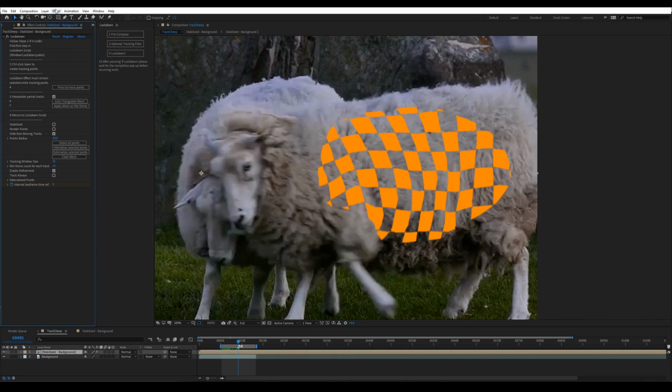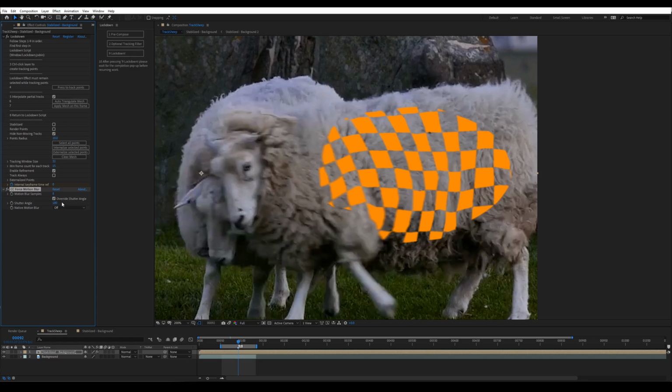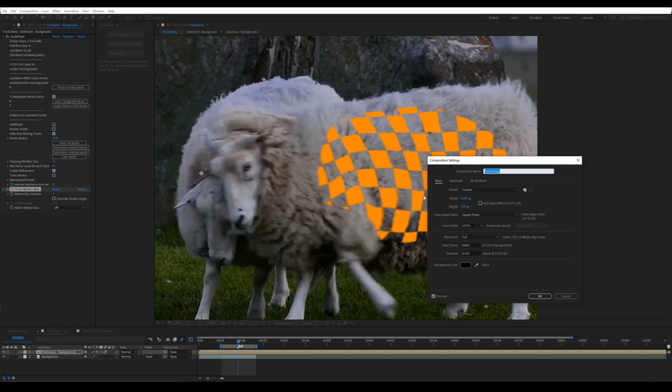All you have to do is go to Effect, Time, CC Force Motion Blur, turn off Override Shutter Angle, and then enable Motion Blur on the layer and on the composition. You can see that Lockdown now has motion blur on it and respects the built-in shutter angle and shutter phase.